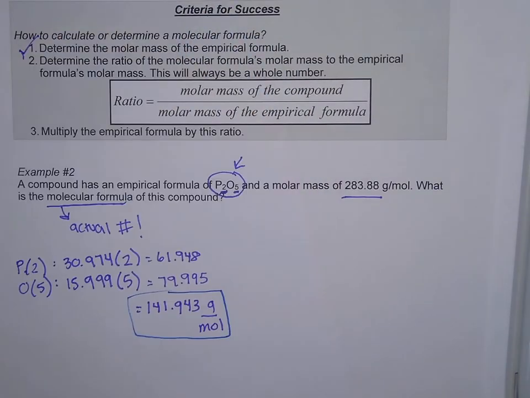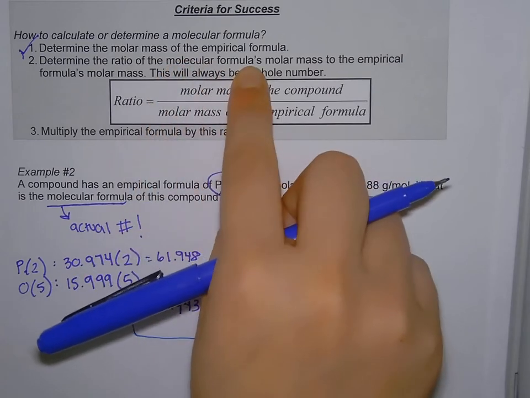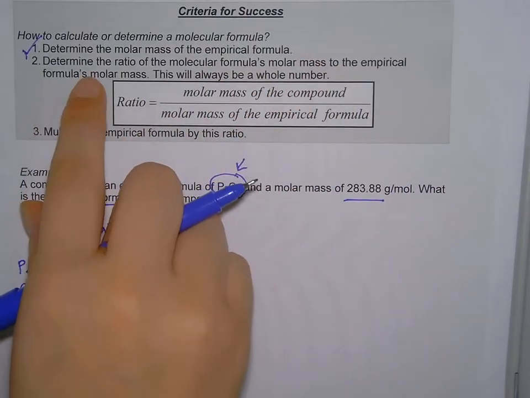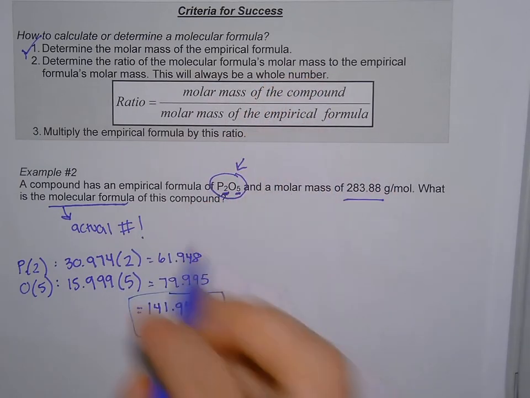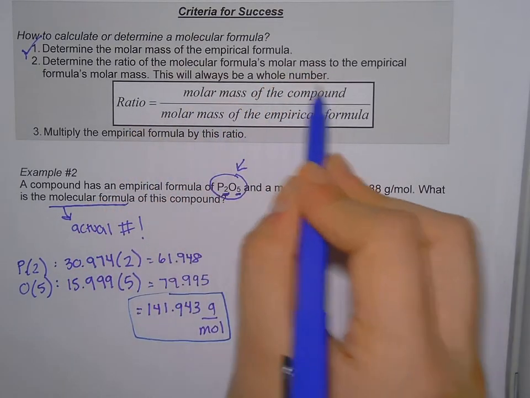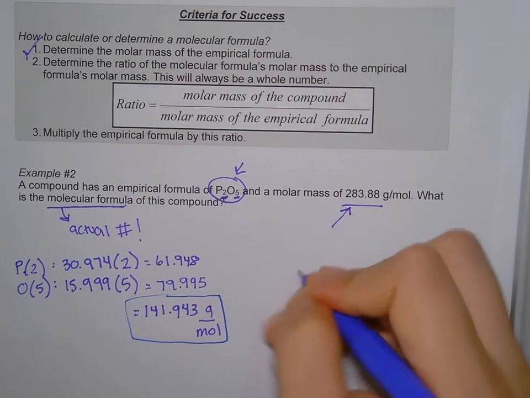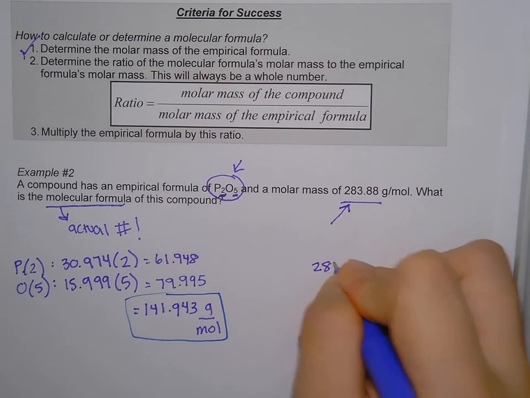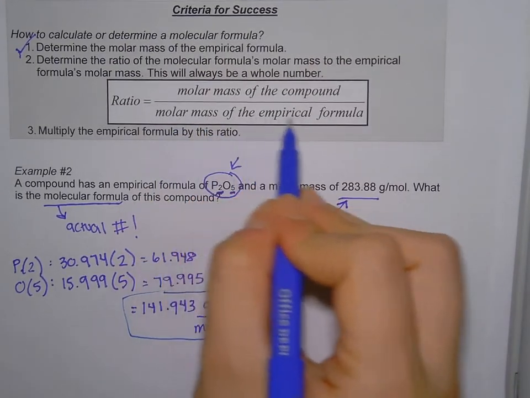Check. Alright, next, determine the ratio of the molecular formula's molar mass to the empirical formula's molar mass. This will always be a whole number. Okay, so the ratio, the molar mass of the compound, they give it to me, it's right here. So the molar mass of the compound divided by the molar mass of the empirical formula.